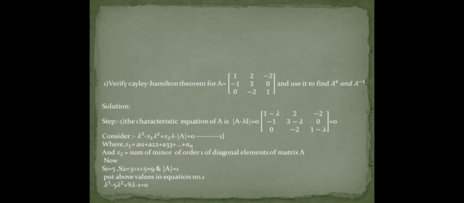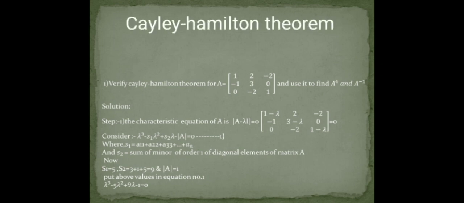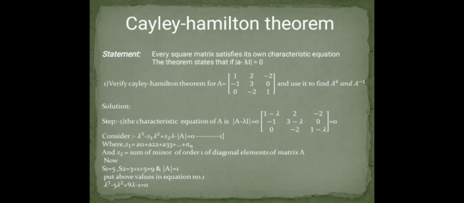I am going to explain the Cayley-Hamilton theorem statement. Every square matrix satisfies its own characteristic equation. The theorem states that if A minus lambda I equals 0, then the matrix satisfies it. Example: verify the Cayley-Hamilton theorem for matrix A and use it to find A raised to 4 and A inverse.